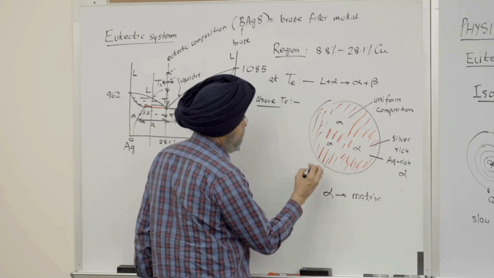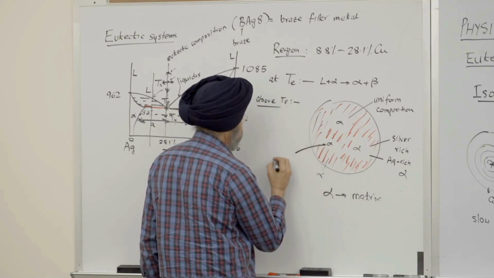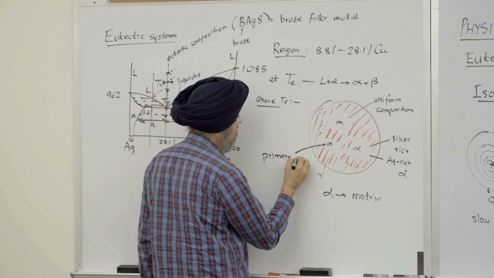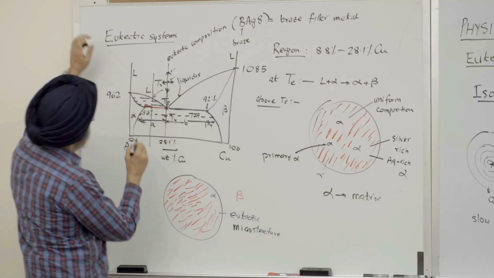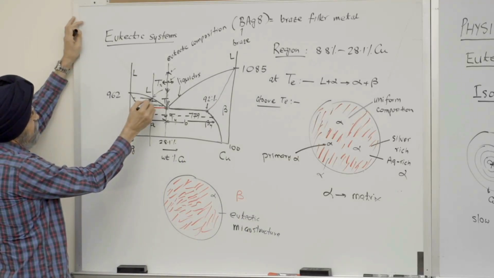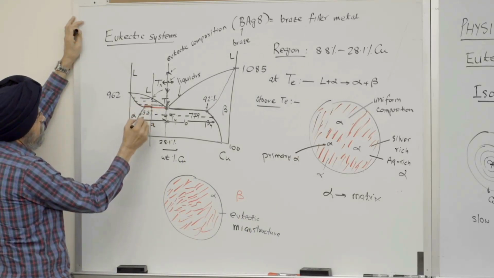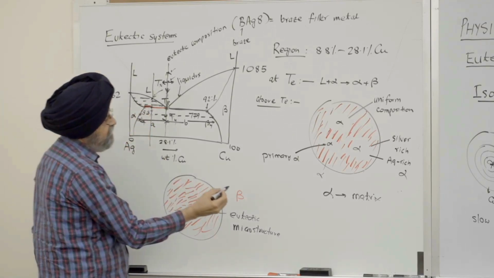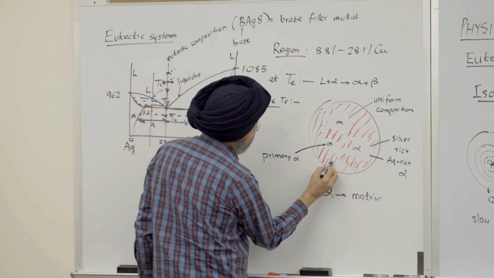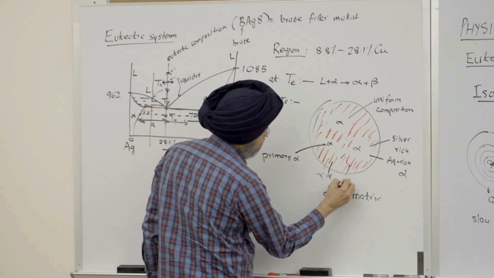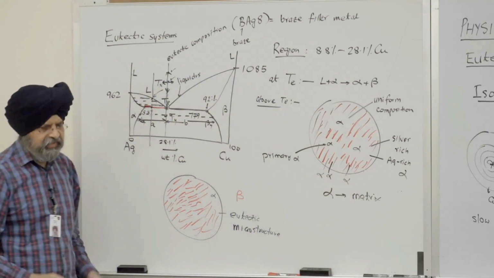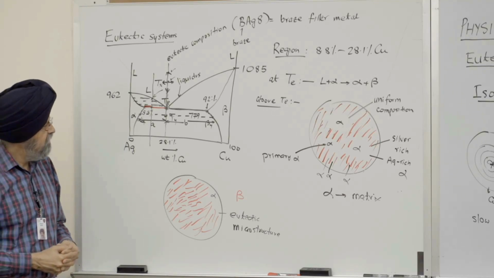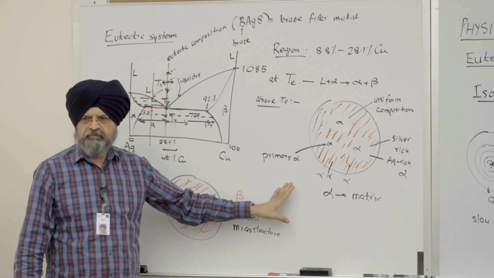So this alpha is called the primary alpha because it came out of the liquid in this temperature range. And the alpha that comes out later is in the eutectic. So in other words, right here is alpha, right here is alpha. So they're two alphas, but they're the same composition. Any questions on this?